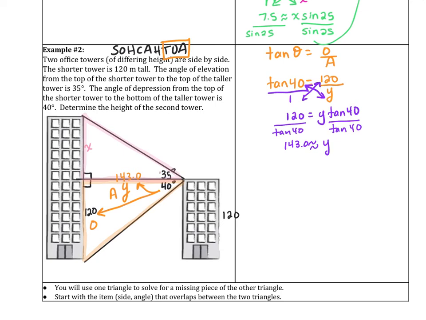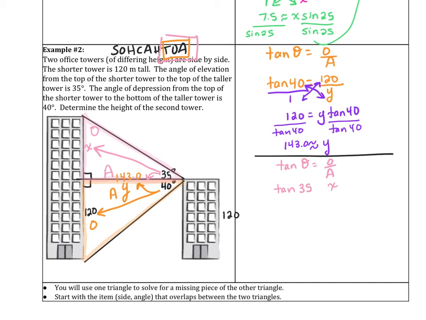Now in the second triangle, this is the opposite side. This would be the hypotenuse because it's opposite the right angle, which makes this the adjacent side. So once again, we're going to be using tan. So tan theta equals opposite over adjacent. We know theta is 35. The opposite is x.